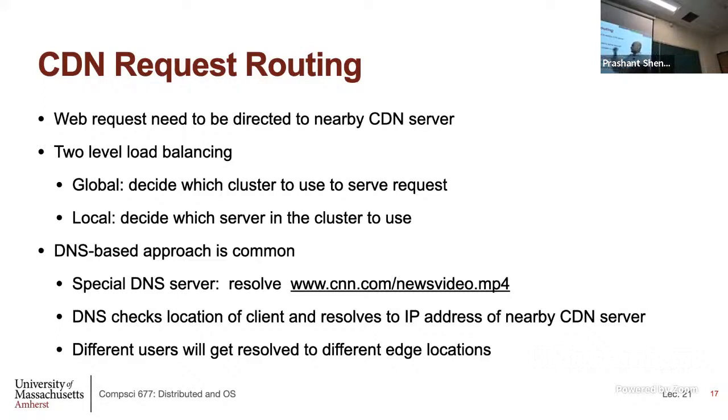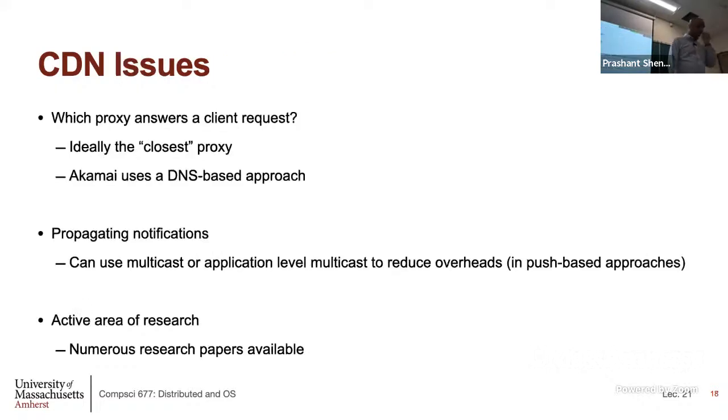For the global load balancer, DNS-based approaches are common. You have a special DNS server which checks the location of the client that's trying to do that lookup, trying to get the IP address, and then gives you an IP address of the nearest server or cache. And different users get resolved to different edges. So that's basically how it works, and it's all transparent. Your browser doesn't actually need to know that there's a CDN or anything like that. It just gets content. Sometimes it goes to the real server, sometimes it goes to a cache. So these are all issues that you have to decide.